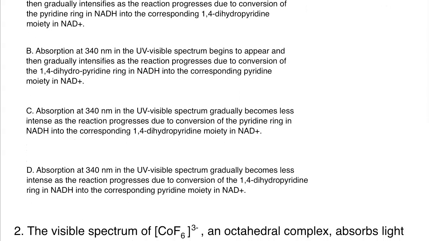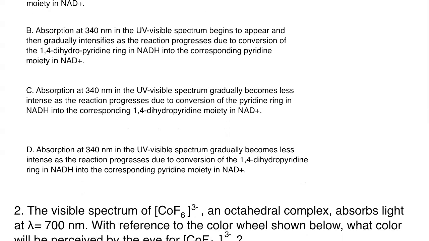C. Absorption at 340 nanometers in the UV visible spectrum gradually becomes less intense as the reaction progresses due to the conversion of the pyridine ring in NADH into the corresponding 1,4-dihydropyridine moiety in NAD+. D. Absorption at 340 nanometers in the UV visible spectrum gradually becomes less intense as the reaction progresses due to the conversion of the 1,4-dihydropyridine ring in NADH into the corresponding pyridine moiety at NAD+.